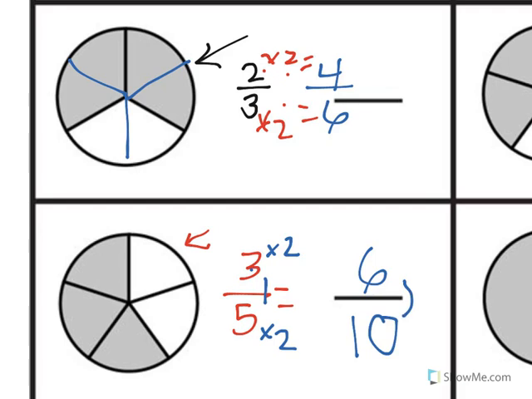So let's check it out. Right now I have 3/5. If I partition each of these into equal parts, that leaves me with 1, 2, 3, 4, 5, 6, which is my numerator, out of 7, 8, 9, 10 pieces. So 3/5 and 6/10 are equivalent fractions.